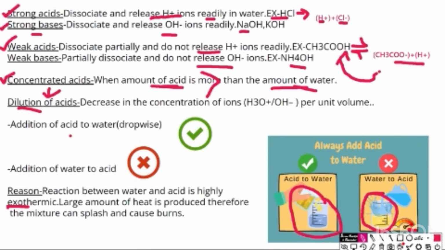So addition of acid to water is the correct method to dilute any acid rather than addition of water to acid. The reason is because the reaction is highly exothermic, and if we add water to the acid, a large amount of heat is produced and the acid can splash over us and cause burns.